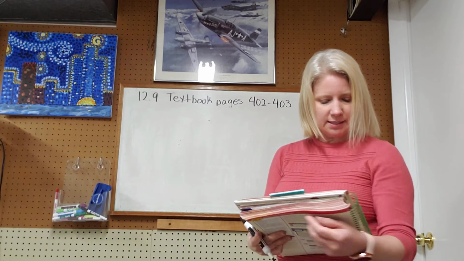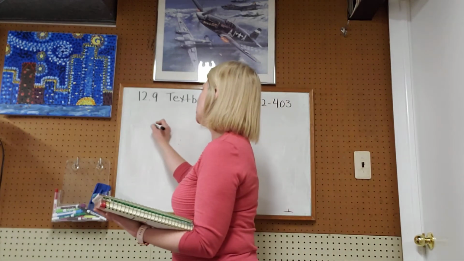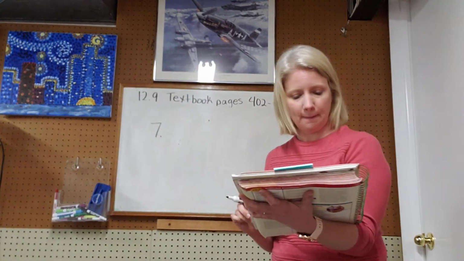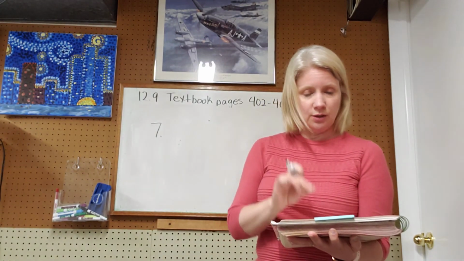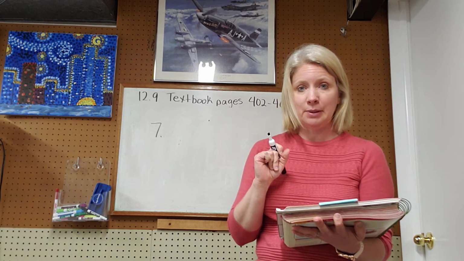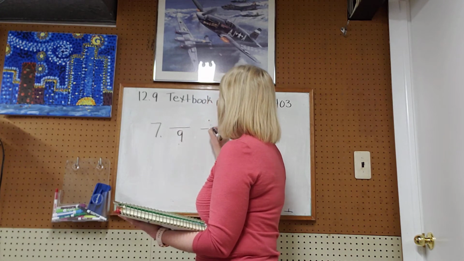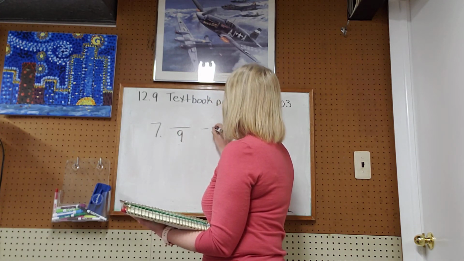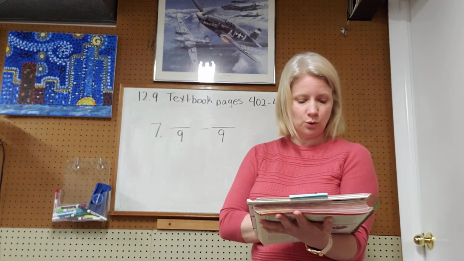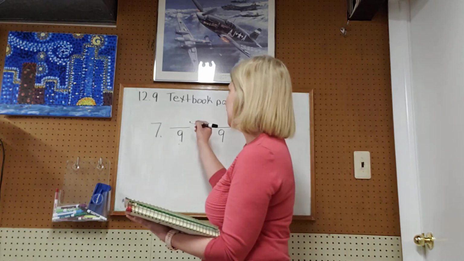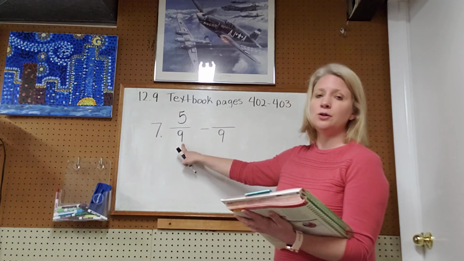Okay, 7. It says write a subtraction sentence to represent each model. So your subtraction sentence should say how many you started with total. And you can see that the strip was broken up into 9 pieces. So you know 9 is going to be your denominator. You start with, how many are shaded purple altogether? 1, 2, 3, 4, 5. You start with 5/9. So that should be your first fraction on your number sentence.